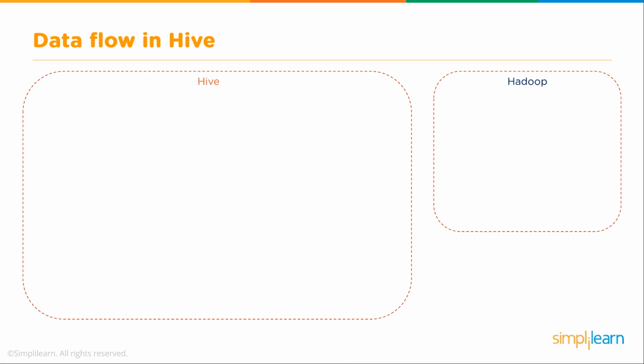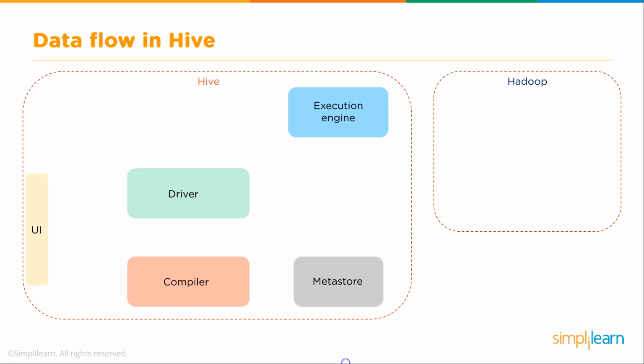So in our data flow in Hive, we have our Hive in the Hadoop system. And underneath the user interface, or the UI, we have our driver, our compiler, our execution engine, and our metastore. That all goes into the MapReduce and the Hadoop file system.